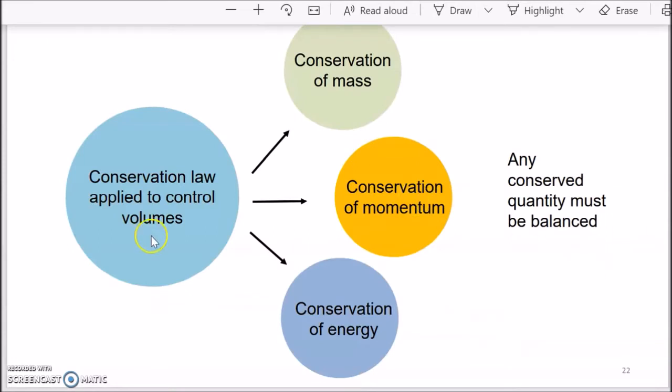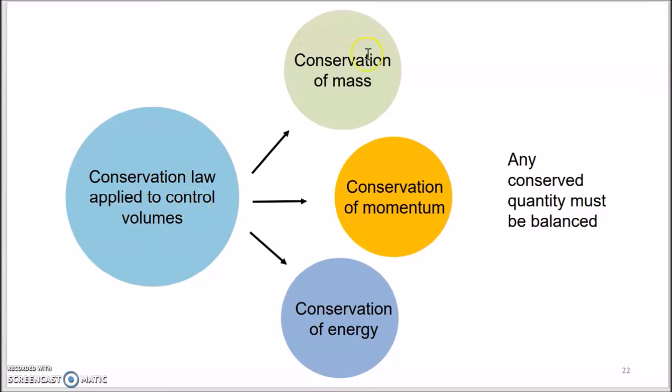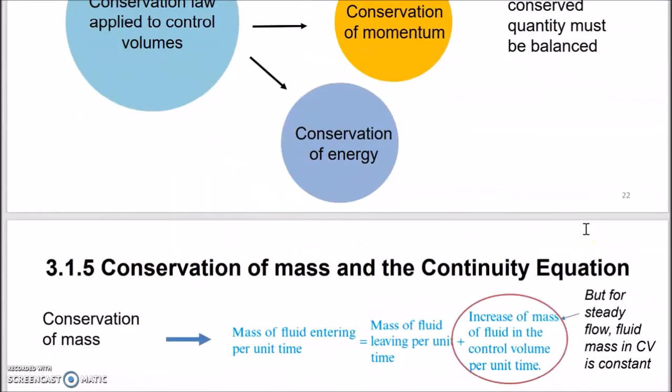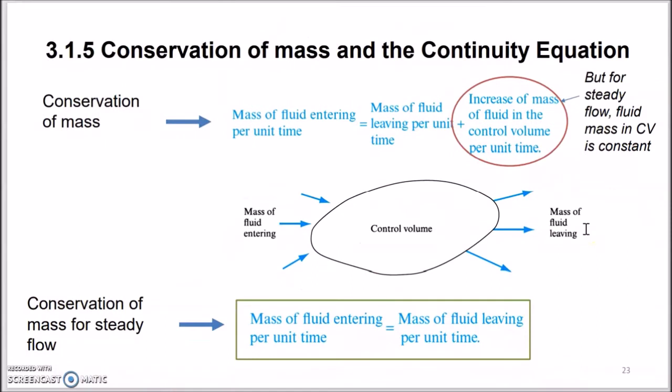So now we move to conservation law applied to control volume, CV. There are three categories. First, the conservation of mass, momentum, and energy. Any conserved quantity must be balanced. So let's look into this.